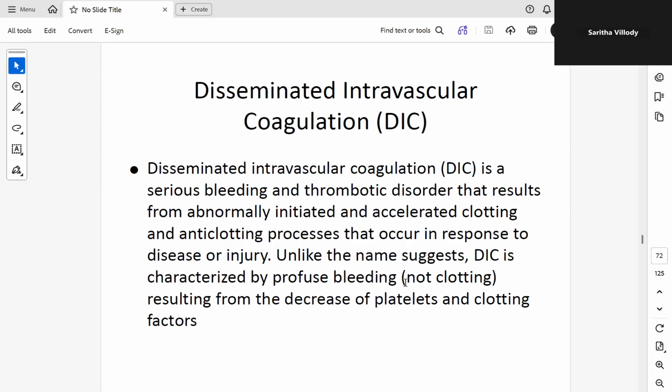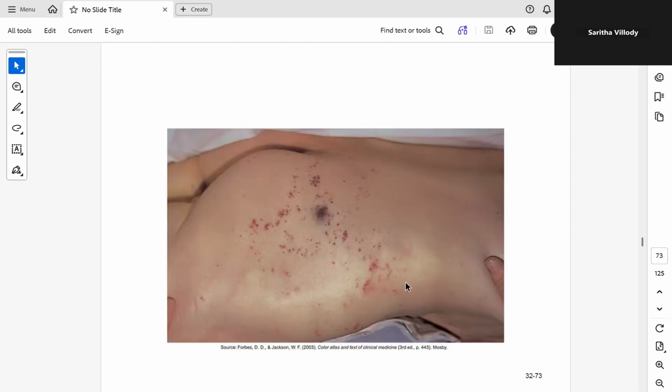So, disseminated intravascular coagulation is a bleeding and a clotting disorder. It affects both the bleeding pathway and the coagulation pathway. From the term itself, disseminated intravascular coagulation, you might think that the blood is clotting, right? But it is also characterized by profuse bleeding resulting from the disruption in the clotting factors. And so it's not just clotting, bleeding is also happening at the same time. This is a picture of petechiae.